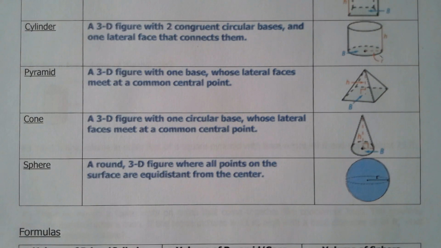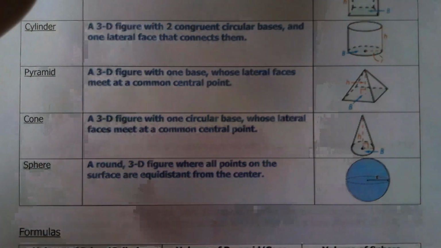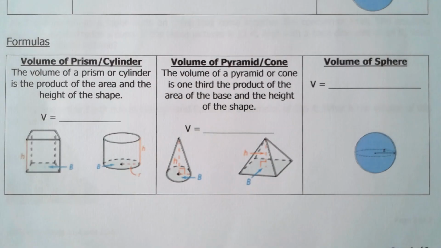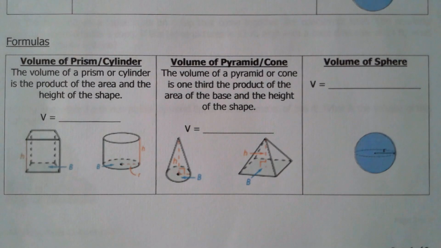So using those are just going to be our vocab in terms of what they mean when they say a prism, what they mean when they say a cone. Let's actually talk about the formulas for these shapes though. You notice we talked about 5 shapes, but you only have 3 formulas, and that's because some of these formulas stack on top of each other.